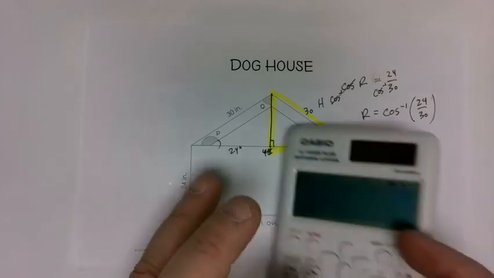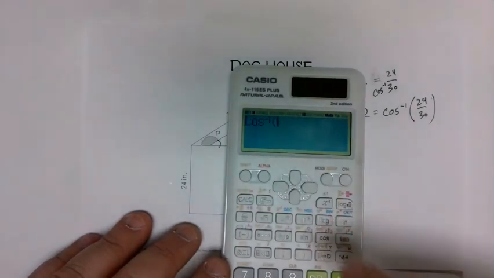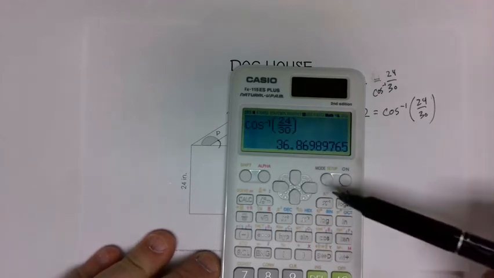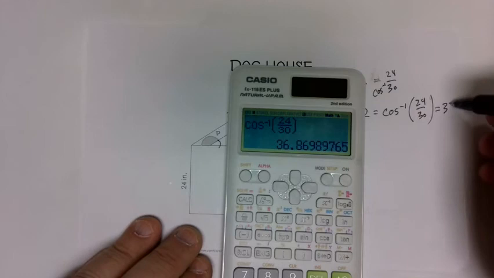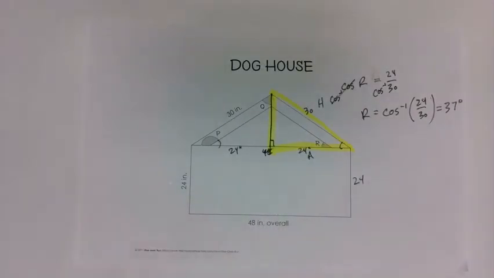Now it's a calculator thing, right? So I'm going to come into my calculator and go inverse cosine 24 over 30. And I end up getting 36.86. So I said nearest degree, 37. And I said nearest degree because when I'm working, I don't know that I even have a tool that I could effectively measure a decimal degree.